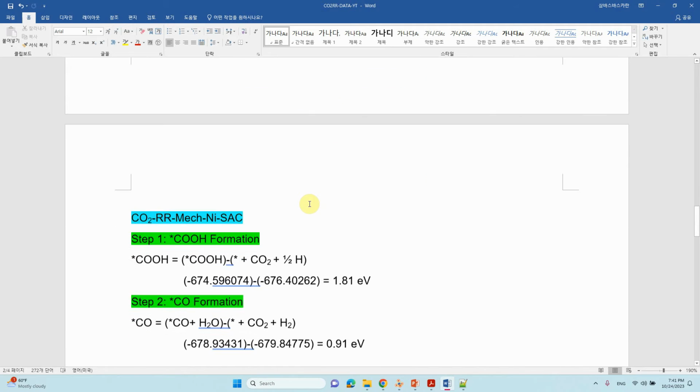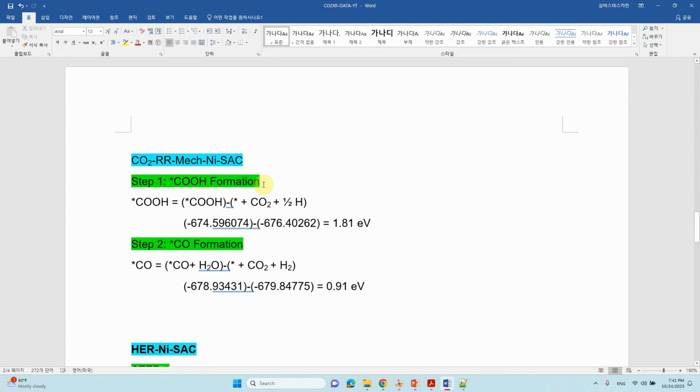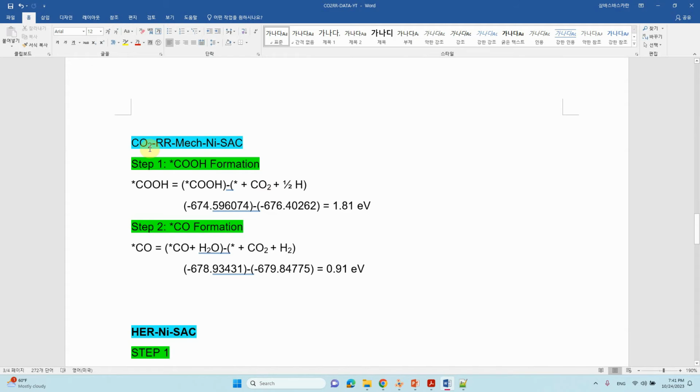So after getting this energy, you need to calculate the CO2 reaction mechanism. This is step 1. So what is the first step? COH formation. First you need to calculate step 1, the COH formation energy. Here you can see that star COH means COH adsorbed on the active site. Star means catalyst. Then you have to take the CO2 energy and take off H2.